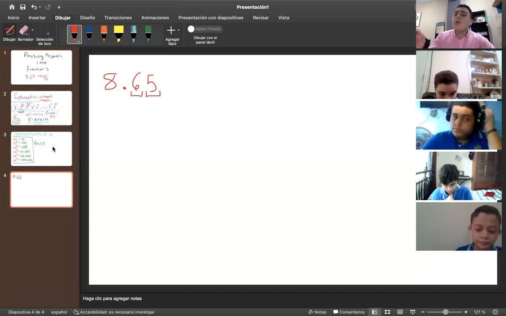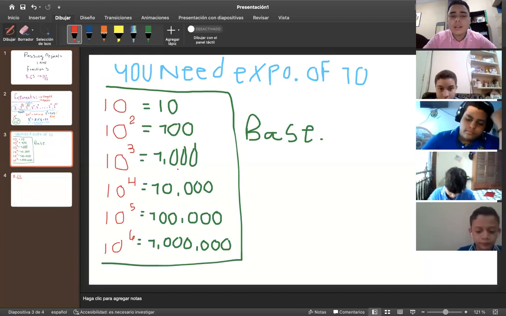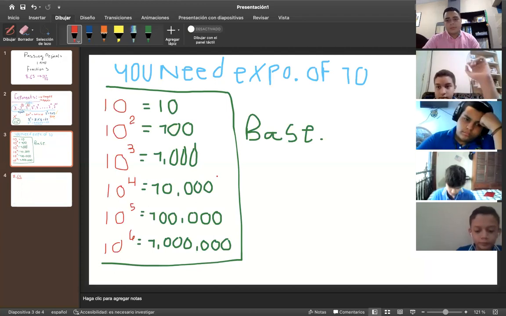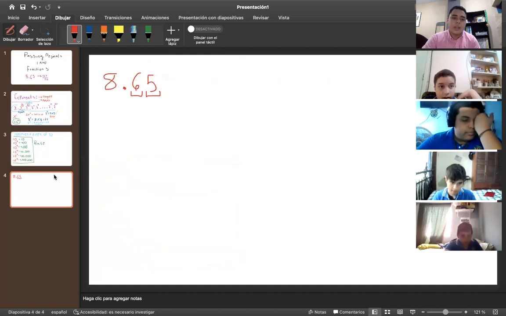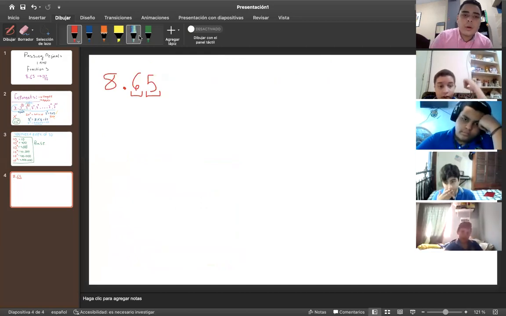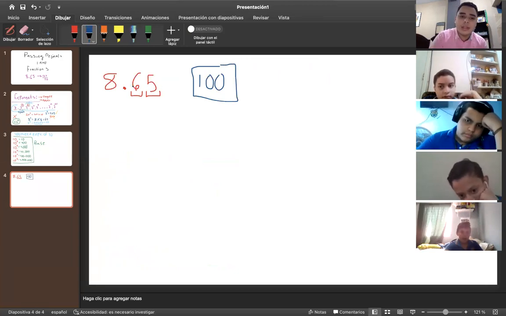So you are going to see in your base which of the green numbers has 2 zeros. Which one? 10 squared. But what is 10 squared? How much is 10 squared? 100. Yes. So you are going to use 100, because 100 has 2 zeros, and here I have 2 decimal numbers.